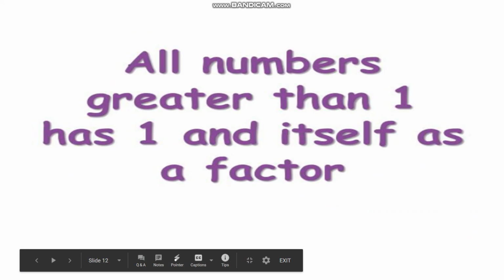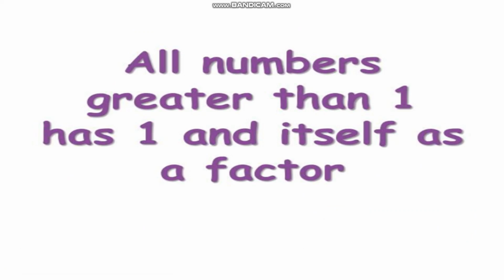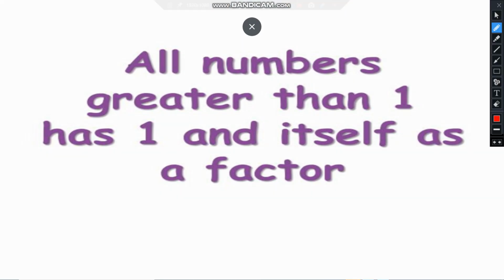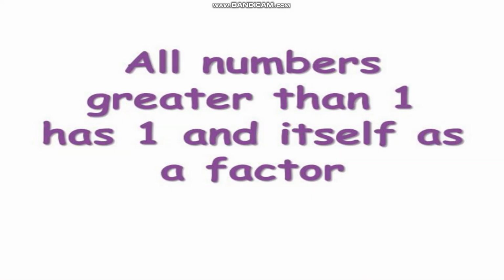All numbers greater than 1 have 1 and itself as a factor. That means किसी भी नंबर का, all numbers greater than 1 has 2 factors तो उनके होंगे ही. 1 होगा and itself, और नंबर वो खुद, the number itself will be a factor. So this is an important point which you should always remember, that all numbers greater than 1 have 1 and itself as a factor. मतलब 2 factors तो उसके होंगे.